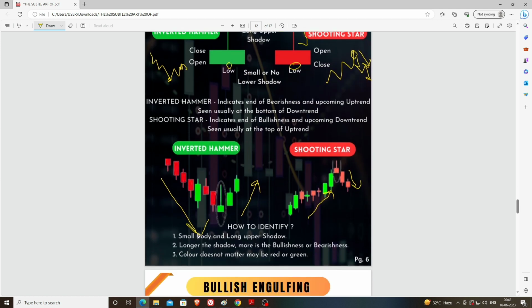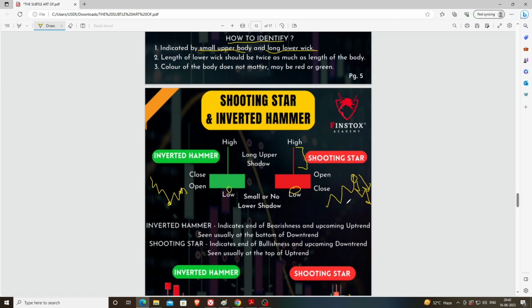Okay, how to identify both of them? They have a small body and a long upper shadow. The longer the shadow, the more is the bullishness or bearishness. Color doesn't matter, maybe red or green. So for today, this is all.